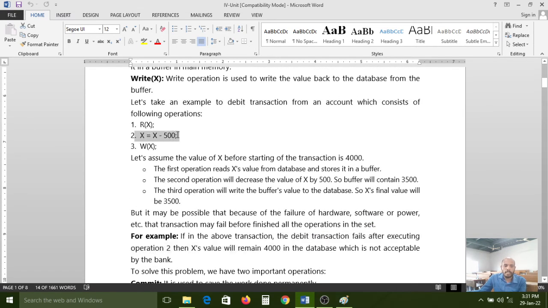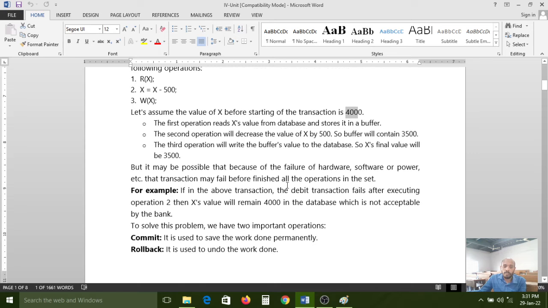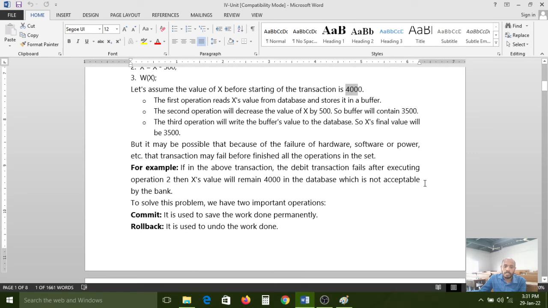Here this transaction failed. Then what is the main balance? 4000 now. So again 4000 will be returned back, which is not acceptable by the bank. To solve this problem, we have two important operations. The first one is commit and the second one is rollback.